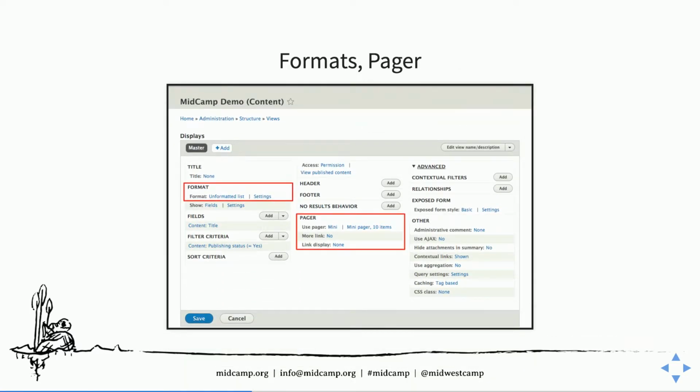So now we're going to talk about how it looks in general, the output. There's a bunch of different options that we're going to look at. We're going to look at mainly the format section, and we're also going to discuss a little bit about pagers because both of those affect how you see the content.